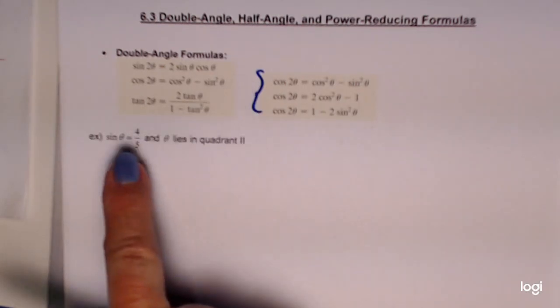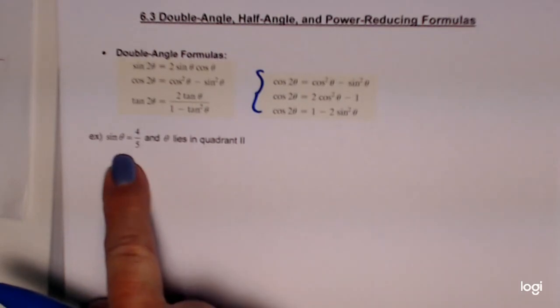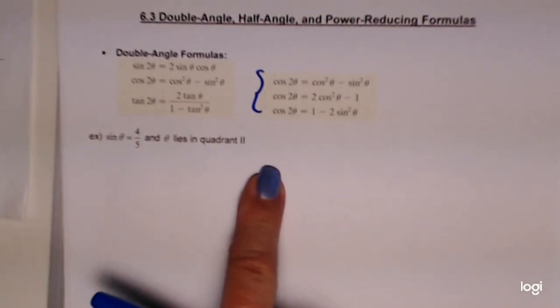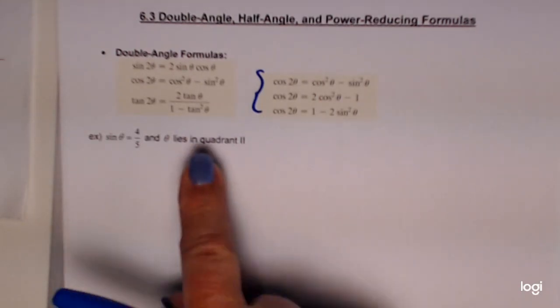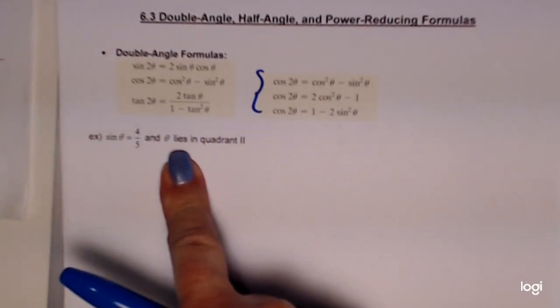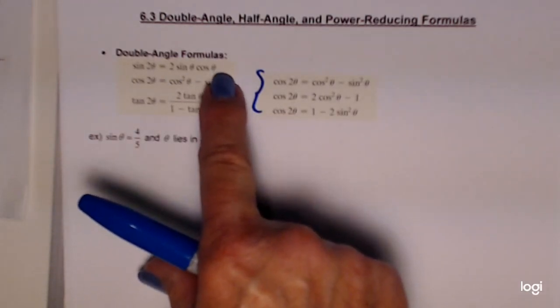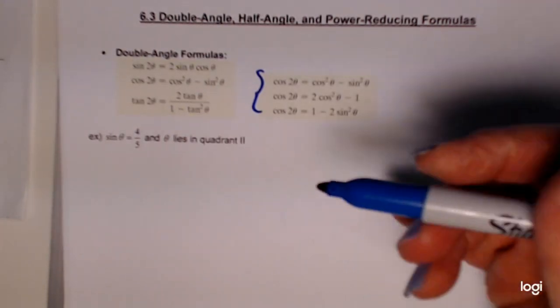And taking a look at this first example here, I didn't write it, but we're given the sine of an angle, and we're going to find the sine, cosine, and tan, all 3 of double that angle. So we're told that the sine of theta is 4 over 5, and that this angle theta lies in quadrant 2. So if we look at our formulas that we have to use here, we can see we're going to need the sine, which we have, but we're also going to need the cosine and the tan of this angle. So let's get started looking at that.